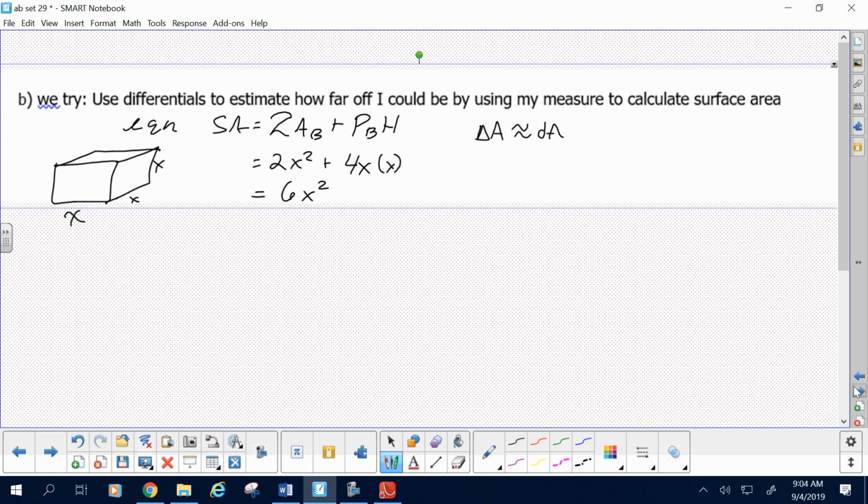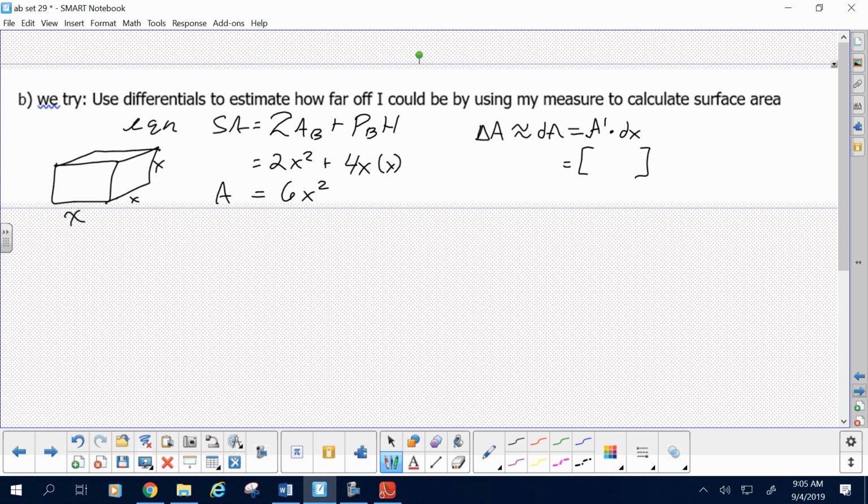dA, and dA is equal to A prime times dx, okay? The differential is equal to the derivative times the differential of the independent variable, right? Now you go a little more specific. You say, okay, person reading this, here's the derivative. The derivative is?